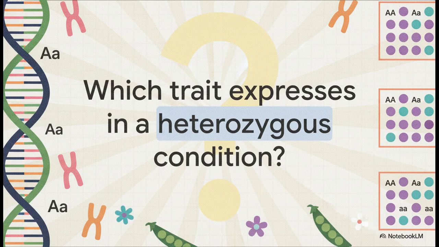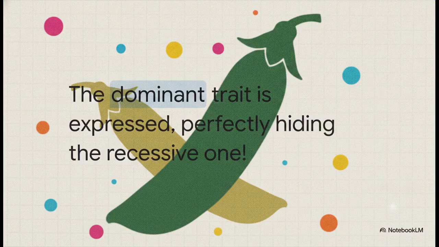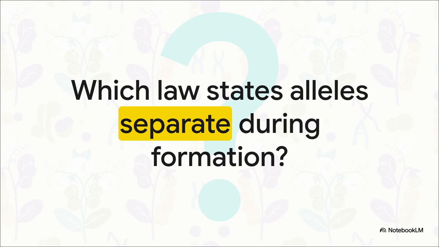It is time for a rapid-fire exam to really test your retention of everything we've just covered today. Question 1. Which trait is expressed in a heterozygous condition? Is it A, recessive, B, dominant, C, both, or D, none? Make your choice. And the correct answer is B, dominant. Remember, in a heterozygous condition where both alleles are present, that dominant allele takes absolute center stage and perfectly hides the recessive one. Awesome. On to question 2.